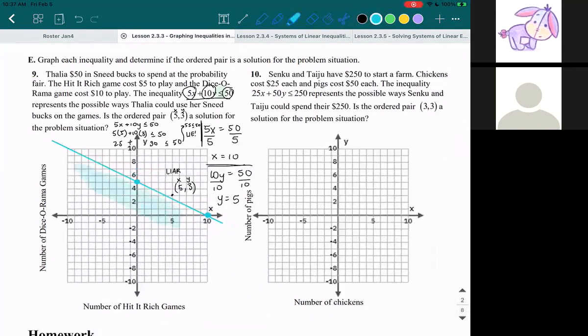Oops, my shading went a little bit above the line, but you know what? I'm not going to erase it this time because I can't erase. So, yeah. Oh, online teaching.